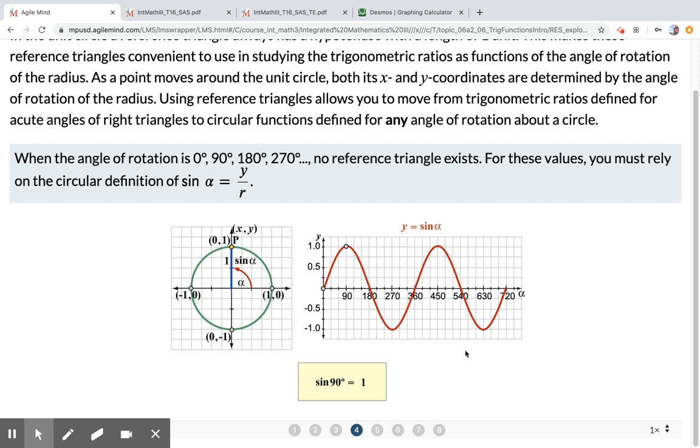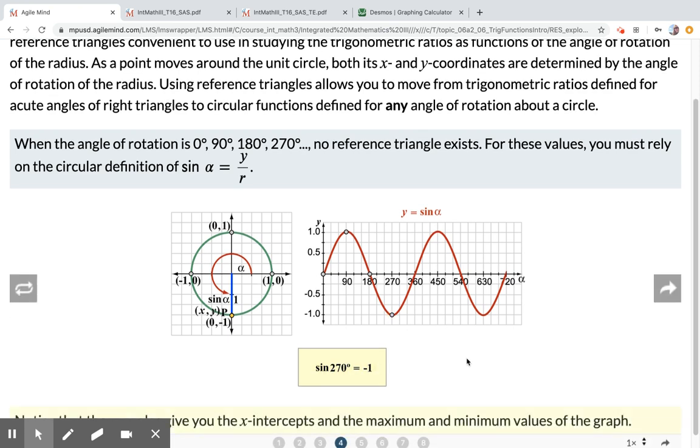If I go over to 180 degrees, my y-coordinate is 0 again, and my radius is 1. Stick those in there. 0 divided by 1 is, of course, 0. And if I keep going to 270 degrees, my y-coordinate is... actually, take that back. My y-coordinate is -1, divided by a radius of 1. Well, -1 divided by 1 is -1. Yay.